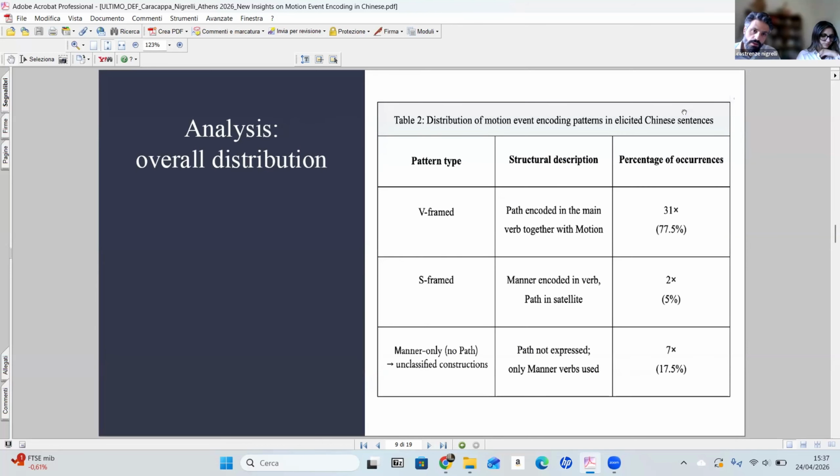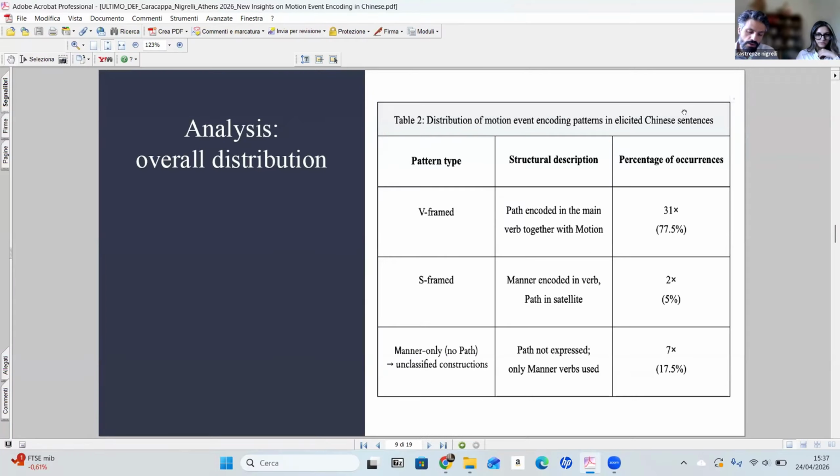The analysis of the 40 sentences shows a clear tendency. As shown in Table 2, the most frequent pattern is the V-frame type, accounting for 31 occurrences, where path is encoded directly in the verb together with motion.